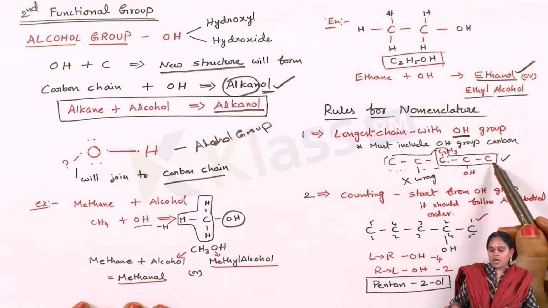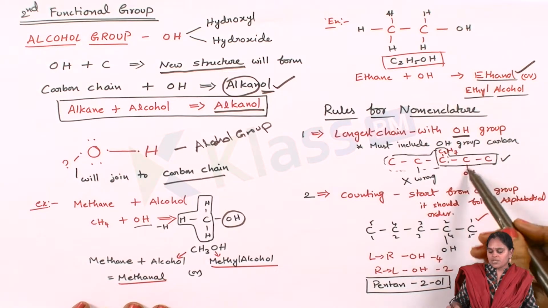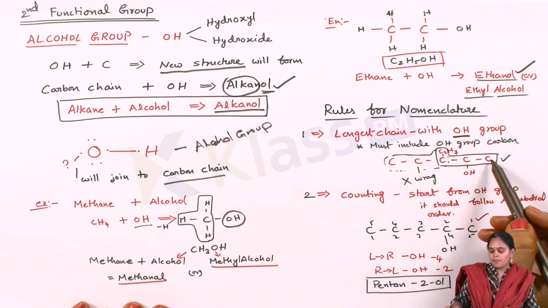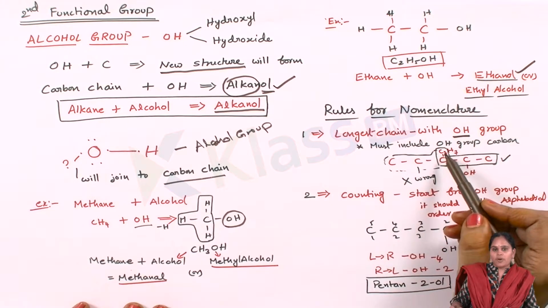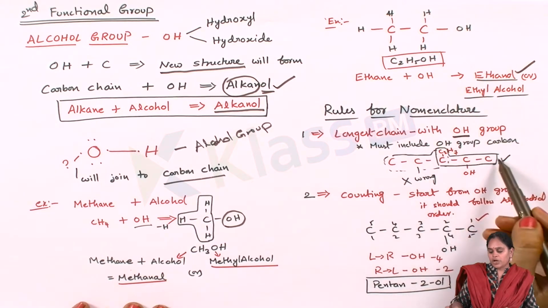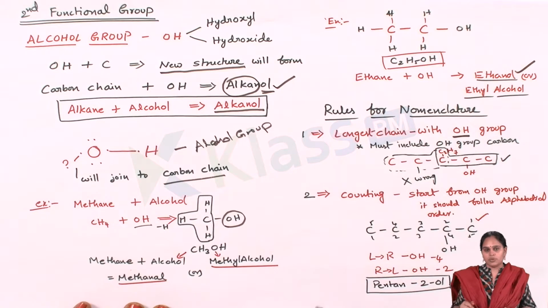So we need to consider the carbon which is having the OH group. You need to start counting from here. 1, 2. This is having the OH group, so this is considered in the chain. So this is the right practice. 1, 2, 3, 4, 5, 6. This is the longest chain. This way you need to find the longest chain.